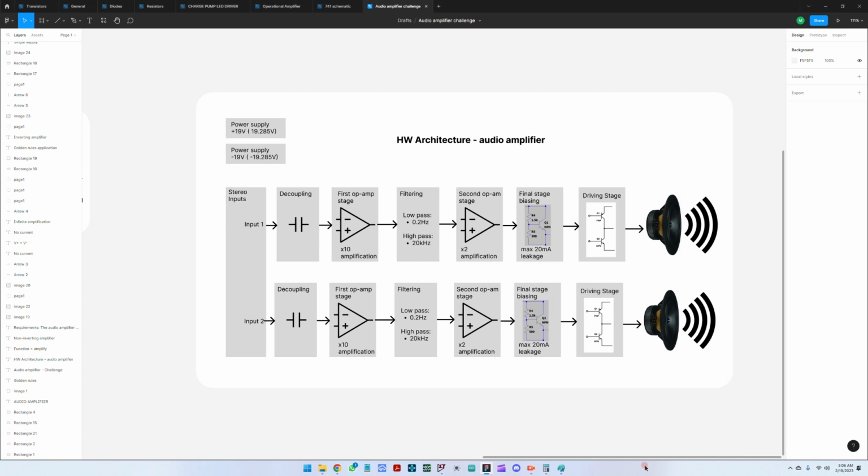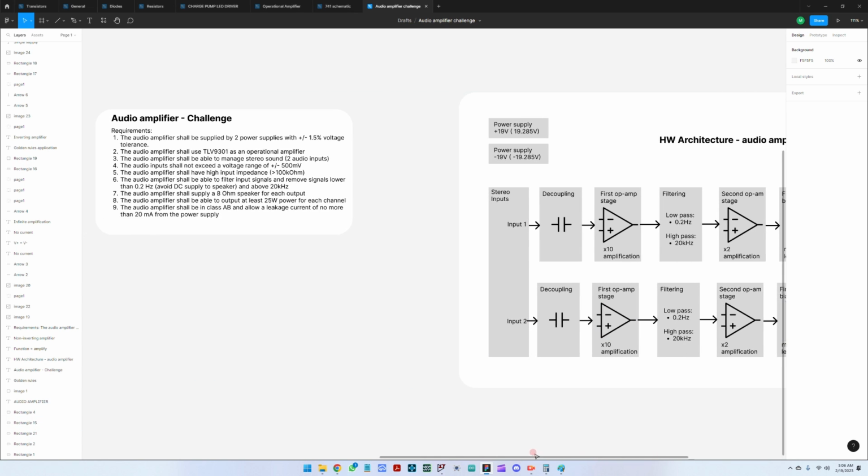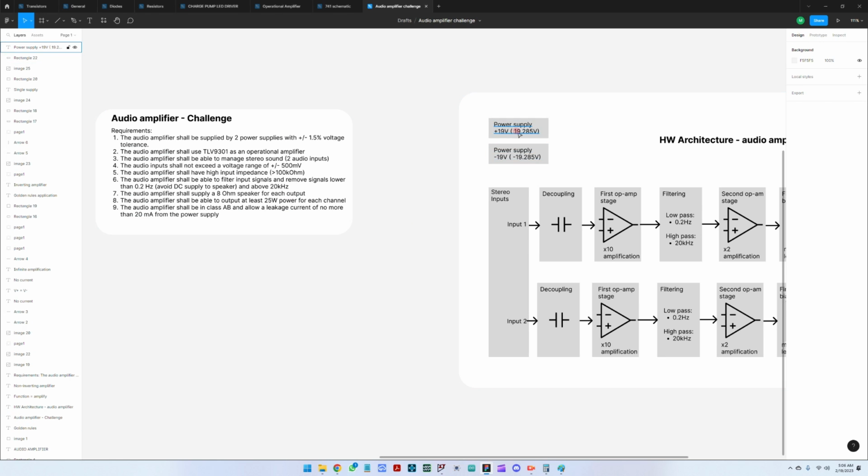Because I've mentioned that we are going to use two power supplies with plus minus 1.5 voltage tolerance, and we need to provide about 25 watt power for each channel, I decided to go with a 19 volt power supply. It can go to 19 plus 1.5, 20.5 volts power supply positive, and minus 19 volts negative.